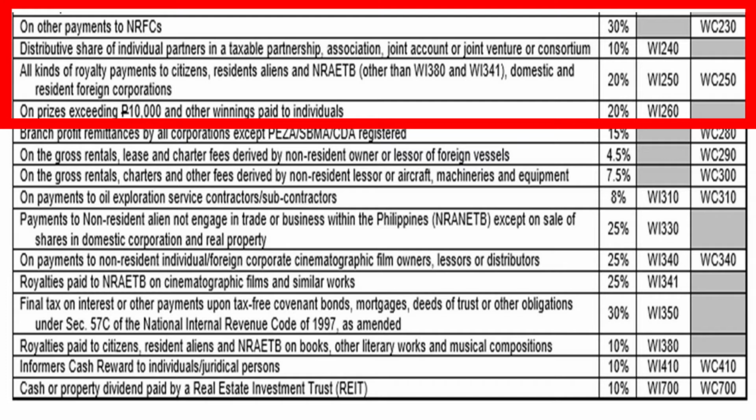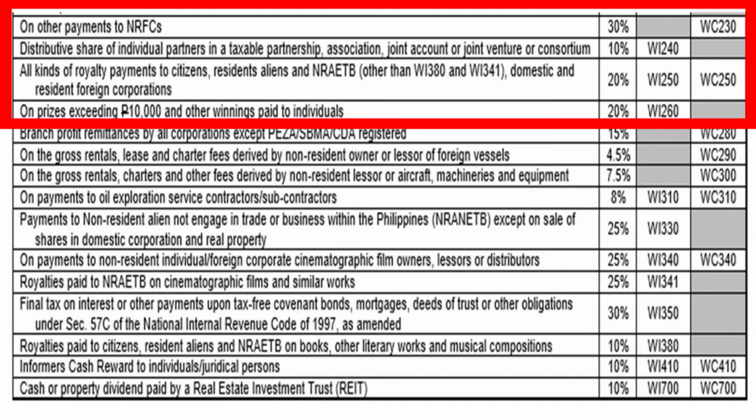Distributed share of individual partners in a taxable partnership, association, joint account, or joint venture or consortium, 10% for individual, W1240. All kinds of royalty payments to citizens, residents, aliens, and non-resident alien engaged in trade or business, other than W1380 and W1341, domestic and for resident foreign corporations, 20%, W1250 for individual, and for corporation, WC250. So the rate is 20% for the royalty payments.